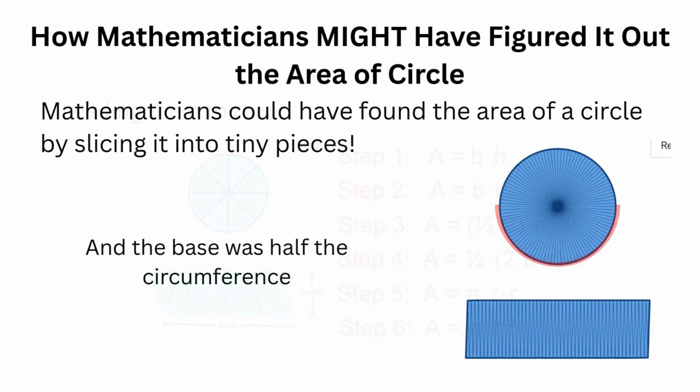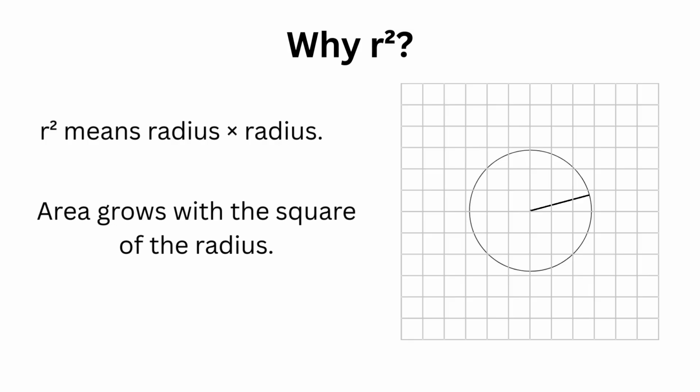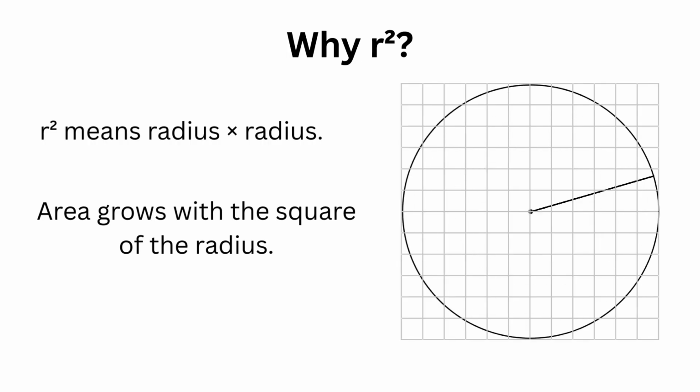This clever method helps show why the formula for the area of a circle is A equals pi times the radius squared. The radius squared in the formula comes from multiplying the radius by itself. That's why the area grows so quickly as the radius increases. Now that we understand the radius, let's look at the other key part of the formula, pi.